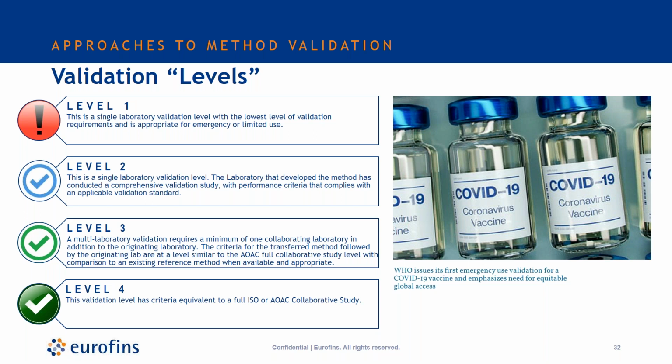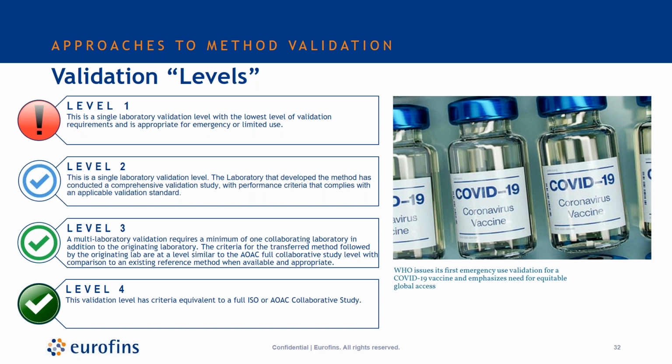So level 1, single laboratory validation. A lot of times these are internal methods or customer methods that aren't going to be used outside of the scope of that single laboratory. Level 2 really is just a little bit more comprehensive beyond that, looking at performance criteria that comply with an applicable validation standard, something like the AOAC appendices that define exactly how the acceptance criteria are written.